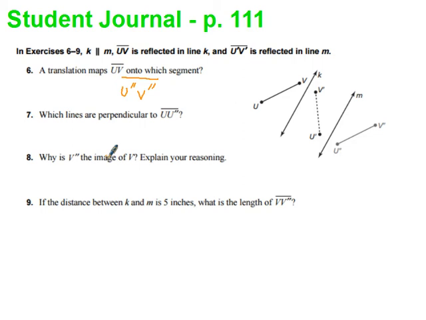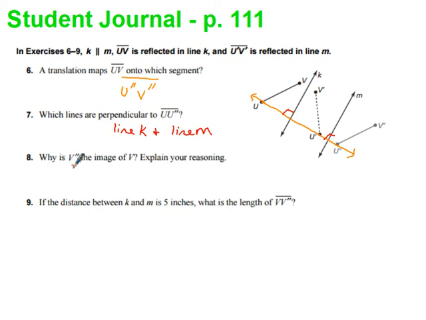Now it wants to know which lines are perpendicular to line U double prime. So the line that goes through these 2 points is right there. The lines that are perpendicular to it are line K, it's at a right angle, and line M. So we're going to say line K and line M.